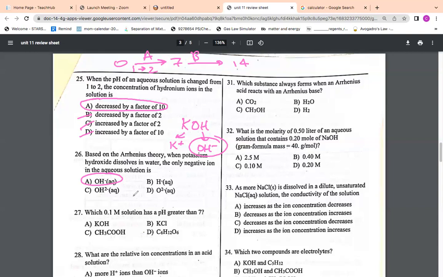That is important. Next, which 0.1 molar solution has a pH greater than 7? If it's greater than 7, it's going to be a base. So you just have to pick out the base. A is our base, that is potassium hydroxide, like we just determined right over here. C is acetic acid. This is an acid. This is sugar. And this is salt.